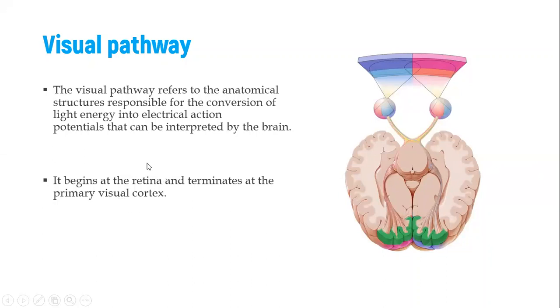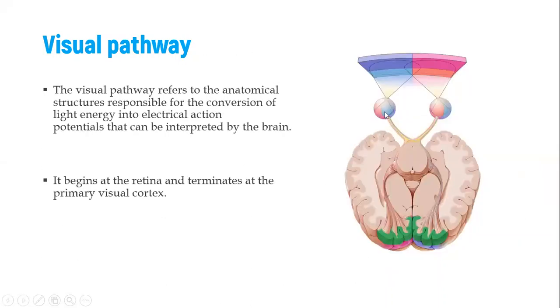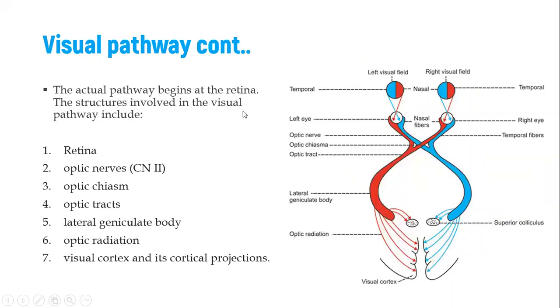As I said, it begins in the retina and ends at the primary visual cortex. It begins at the retina here, and is carried all the way through to the visual cortex. The pathway is as follows, as you can see. From the retina, it will follow the optic nerves. The optic nerves will cross each other at the optic chiasm.